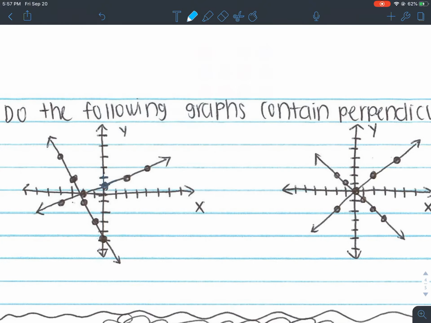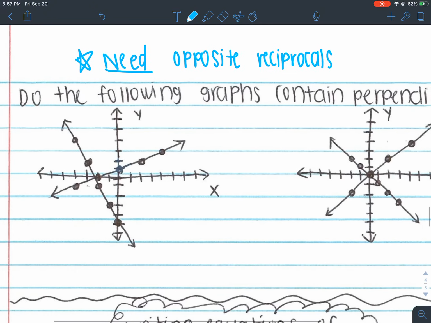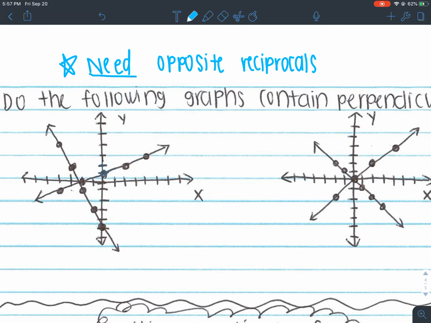For parallel, I gave you a note that said they need to be the same slope. Well, here they need opposite reciprocals. Remember, opposite means different signs. So if it's positive, you need the other one to be negative. And if one's negative, you need the other to be positive. Reciprocals mean you just flip your fraction. So if the slope is 3, then the new slope for perpendicular would be negative 1 over 3.